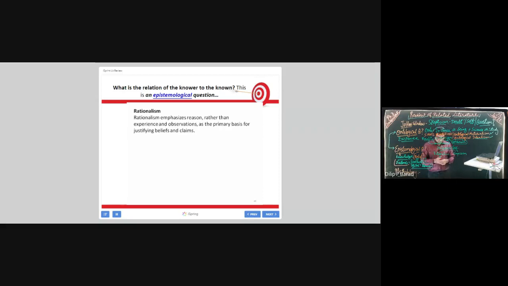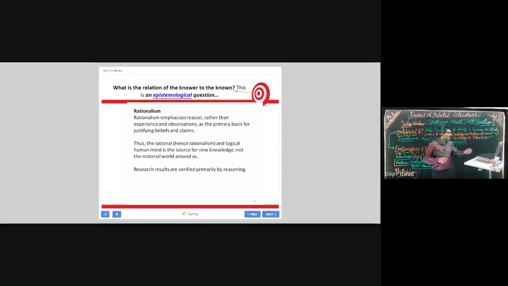Rationalism, on the other hand, emphasizes reason rather than experience and observations as the primary basis for justifying beliefs and claims. Thus, the rational, hence rationalism, and logical human mind is.